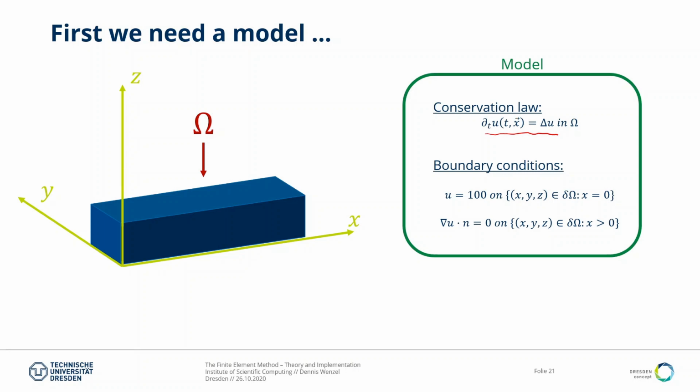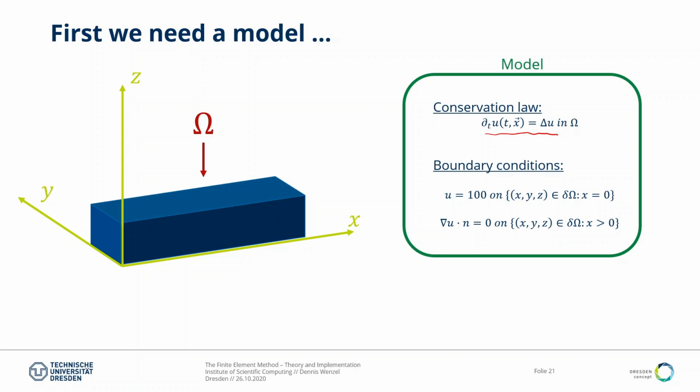Why this is a conservation law and why this makes sense is something that I will not discuss at this point because it would take a little too long. So what it essentially means is that over time our quantity is spreading equidistantly. Okay, so that's one thing.